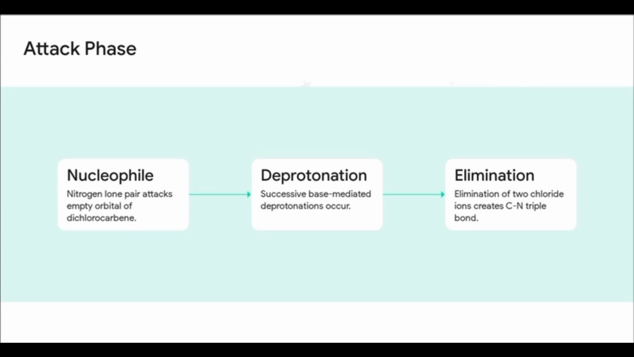We start seeing successive base-mediated deprotonations. Basically, the strong base strips away the remaining hydrogen atoms from the nitrogen. Finally, in Step 3, the stripping action causes the elimination of the 2 remaining chloride ions as hydrochloric acid, which ultimately forges a really powerful carbon-nitrogen triple bond. And it's that exact triple bond that is the defining structural feature of our final isonitrile or isocyanide product.